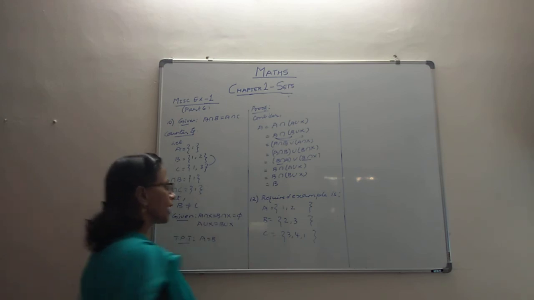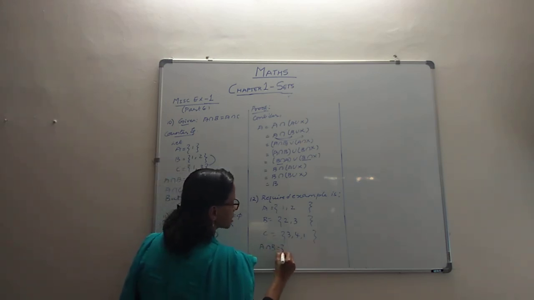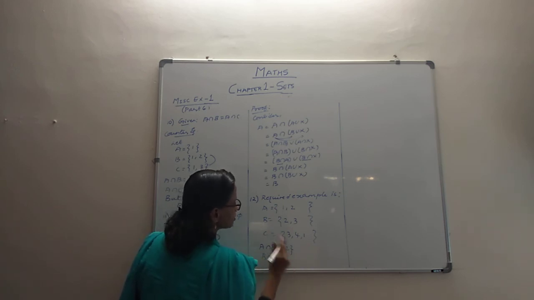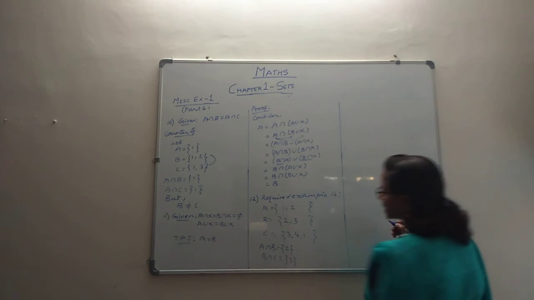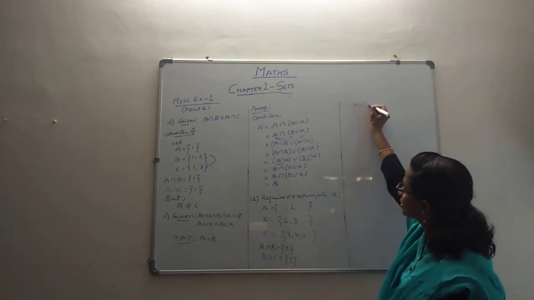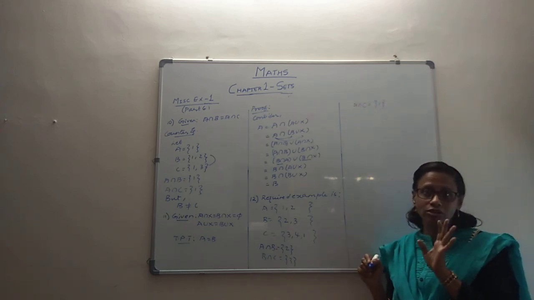Let's check. So, what happens? What is the intersection between A and B? Between A and B, the intersection is 2. Between B and C, what is the intersection? Between B and C, the intersection is 3. How about the intersection between A and C? Between A and C, the intersection is this element 1. So that means all two sets, they have got some intersection.